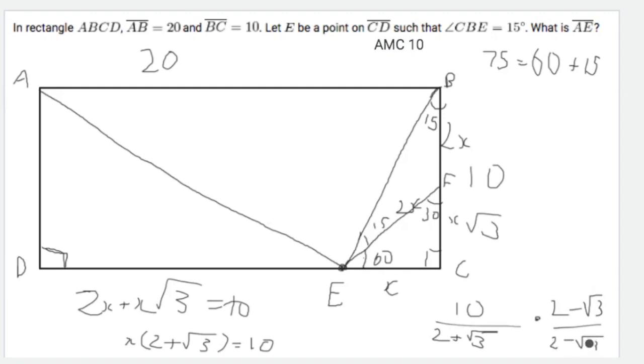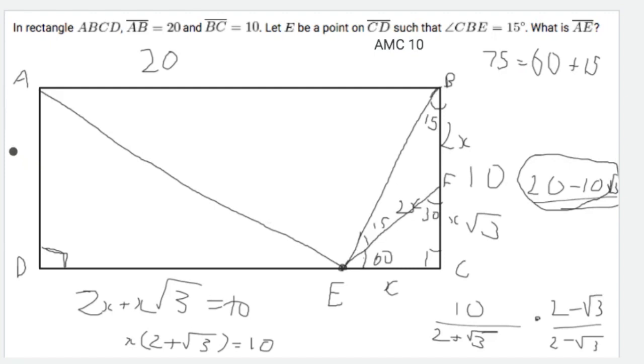After you do the calculations, you'll get 10 times 2, 20, minus 10 square root of 3, over 2 times 2, 4, minus square root of 3 times square root of 3, which is just 3, so the denominator is 1. So we can just leave it as 20 minus 10 times square root of 3, which is x. And now it's asking us to find AE.